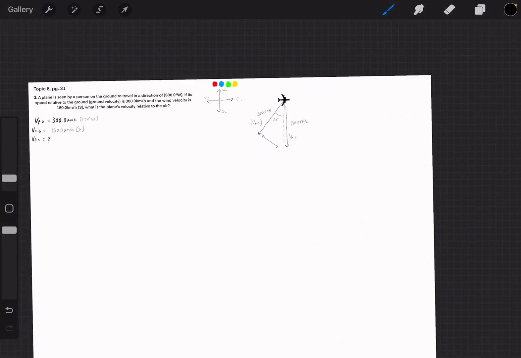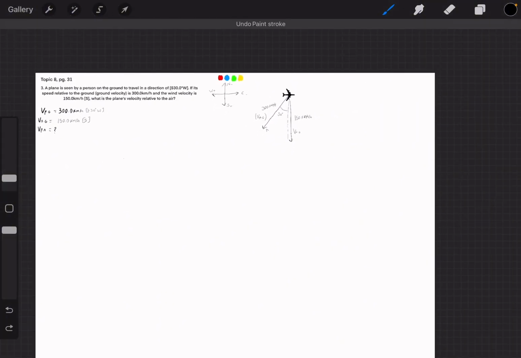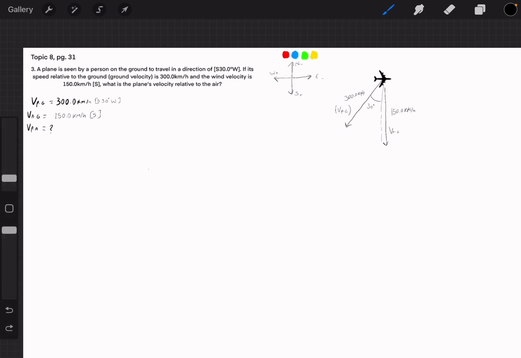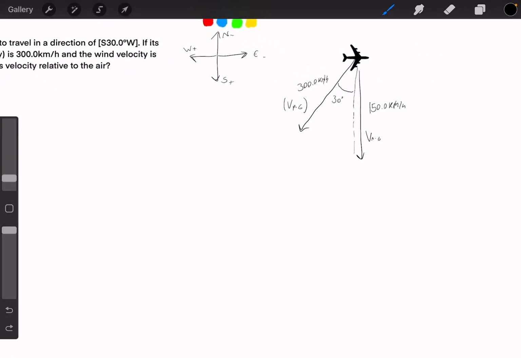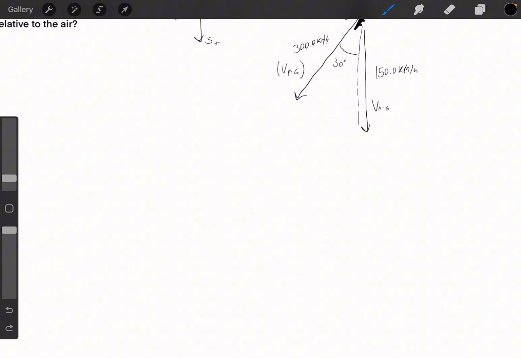And how we're going to find this is by breaking down everything into their x and y components. Now, as you can probably see here, the 150 is already completely south, and therefore it only has a y value, which is great for us, which means we only have to do this right here and break it down into those components. So I'm going to make a little chart here.